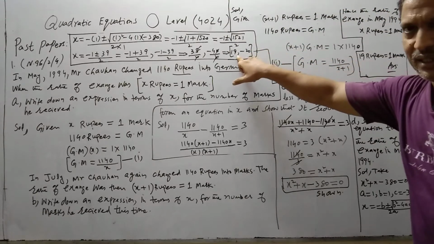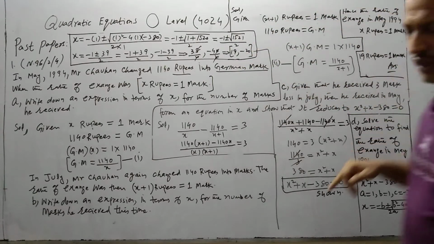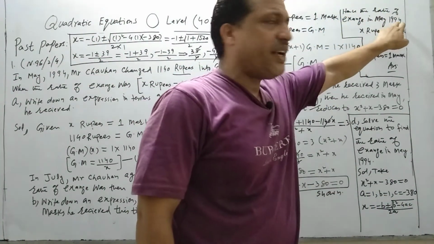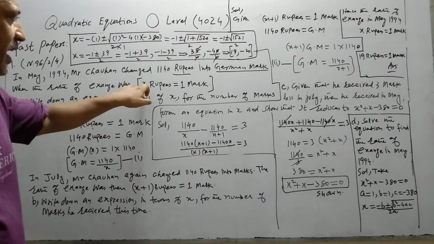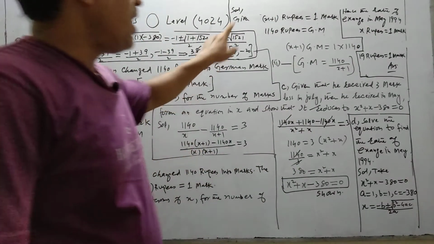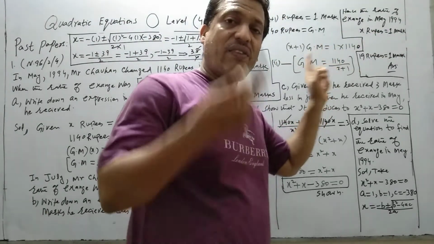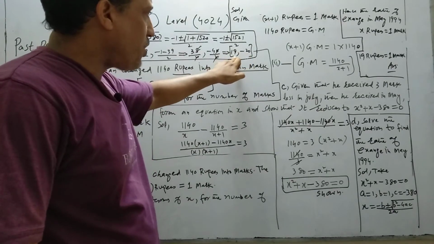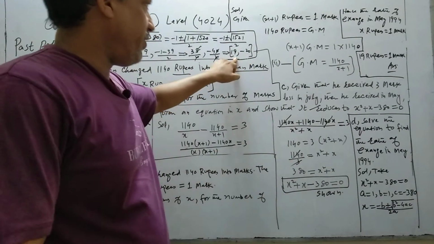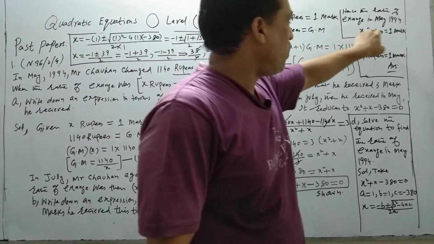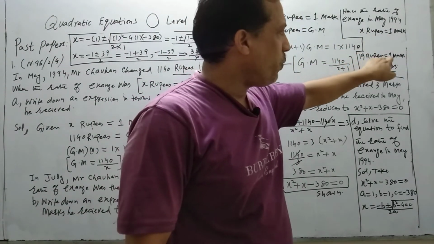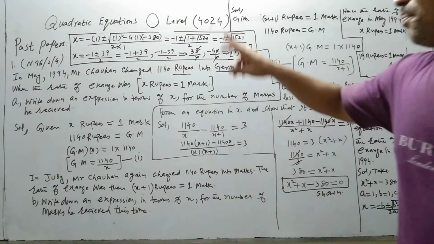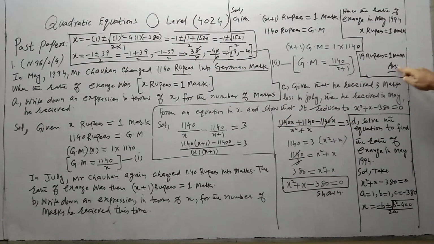Hence, after this 19 and minus 20, our last step is the rate of exchange in May 1994. What was the rate of exchange in May? X rupees is equals to 1 mark. What is our value of x after solving this equation? 19 and minus 20. But we take only the positive value because currency can never be negative. So x is 19. So x rupees is equals to 1 mark. Hence 19 rupees is equal to 1 mark. So this is our currency rate in May 1994. This is our final answer.